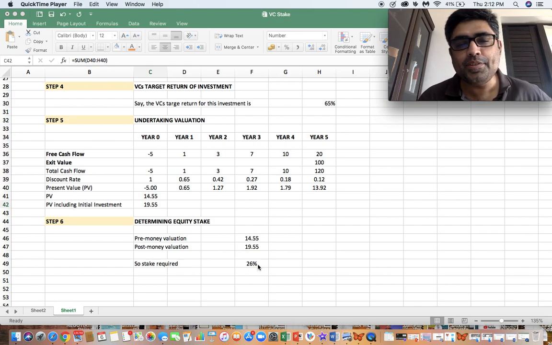So this gives you a rough understanding as to how the VC decides on the percentage stake that they are looking for. I hope it added some value to you.